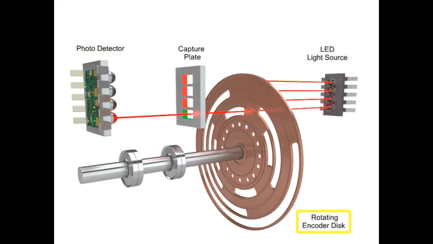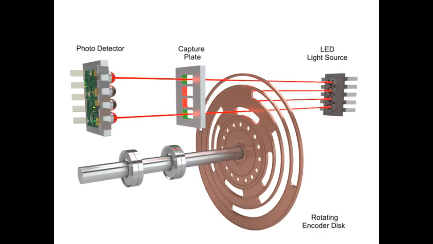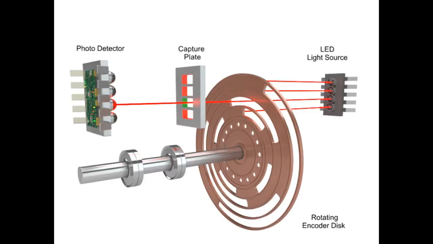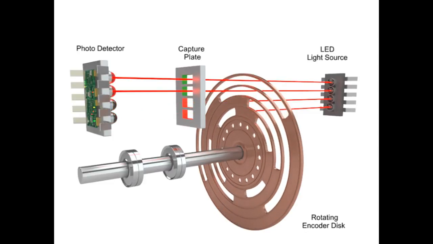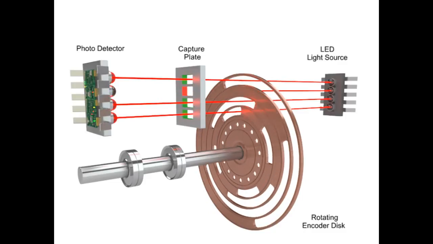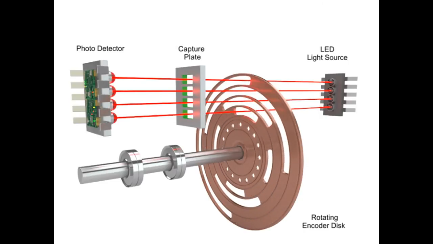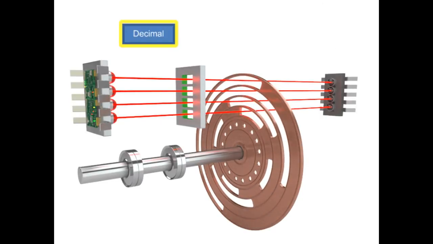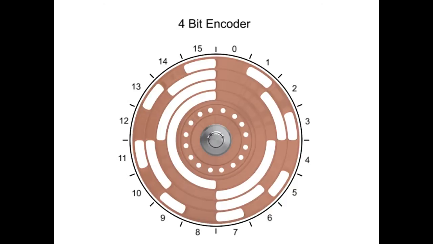As the encoder disc rotates, light is either transmitted or blocked according to the pattern. The received light provides a 4-bit word that indicates position of the actuator or device the encoder is mounted to. The most common types of numerical encoding are decimal, binary, and gray code. In a 4-bit encoder, there are 16 unique combinations or numeric code every 22.5 degrees.